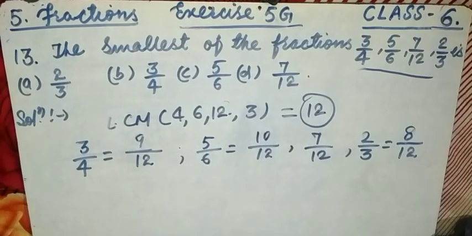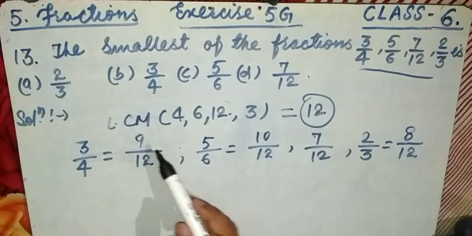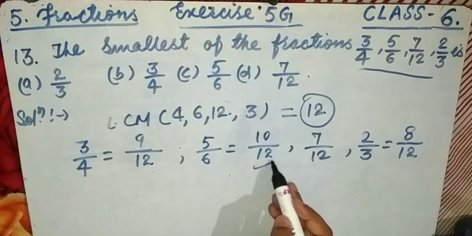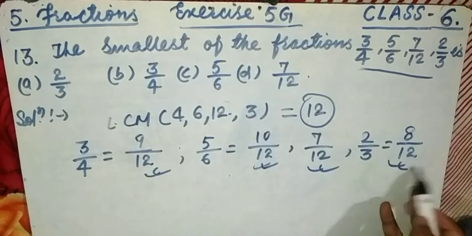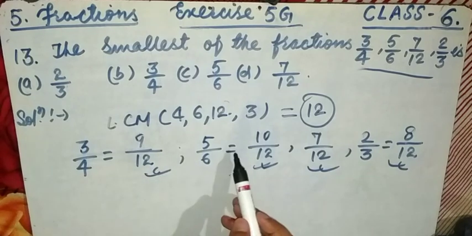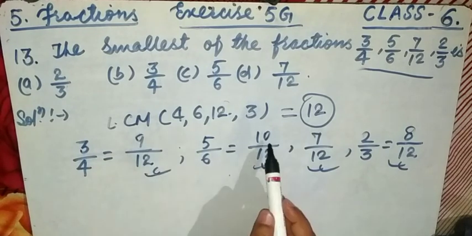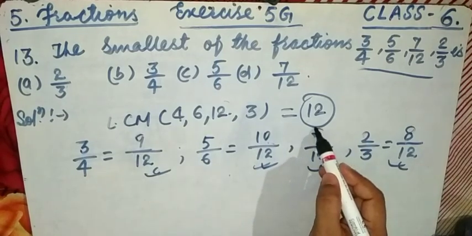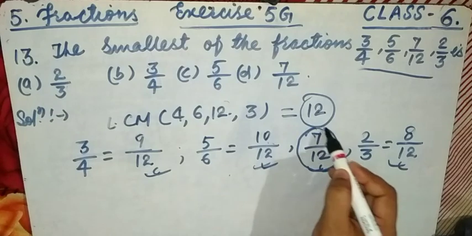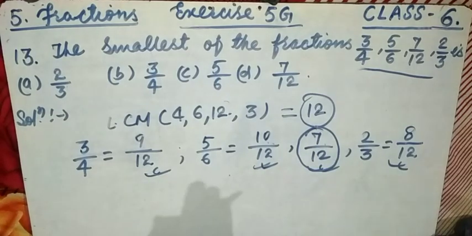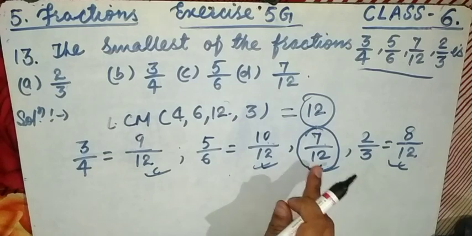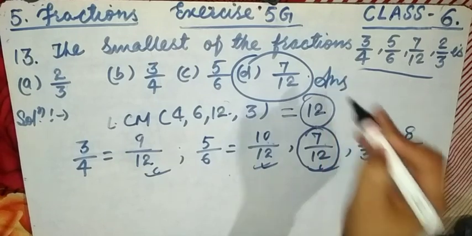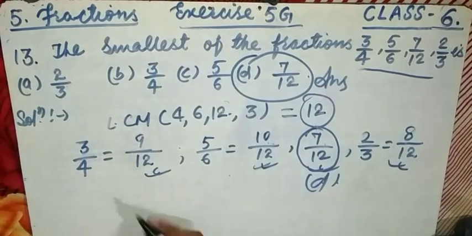Now we look at the numerators. All fractions have the same denominators. Here, have a look. Now see the least numerator. Here are 9, 10, 7, 8. The least numerator is 7. Means 7 by 12 is the smallest fraction. So 7 by 12 means option number D. So D is the correct answer. I hope you will understand. D is the correct option.